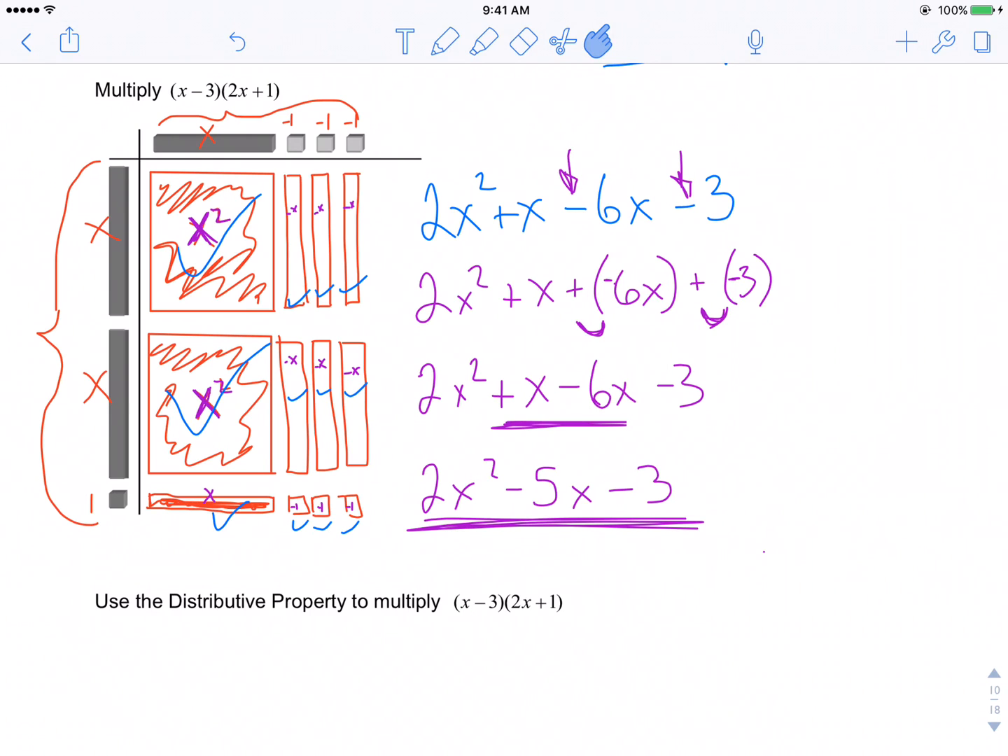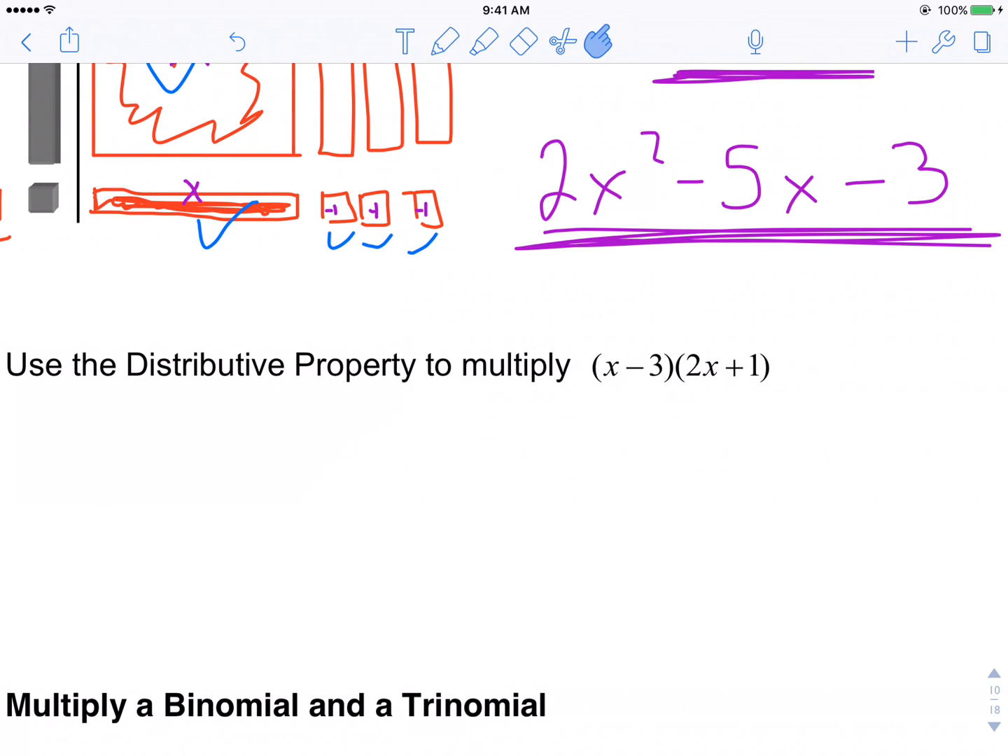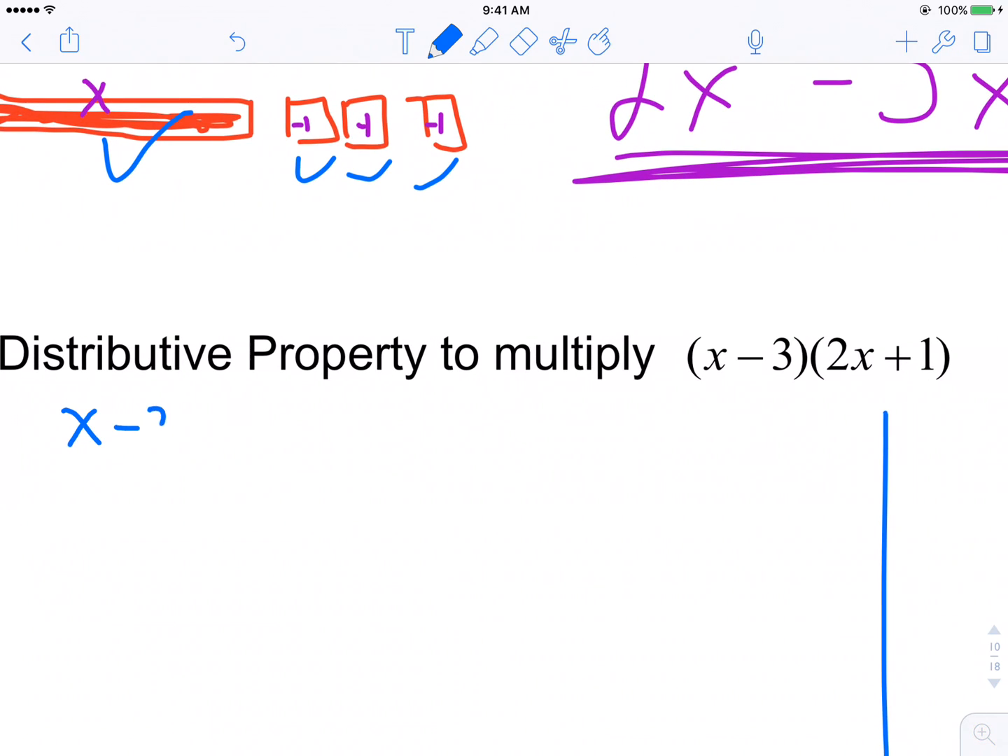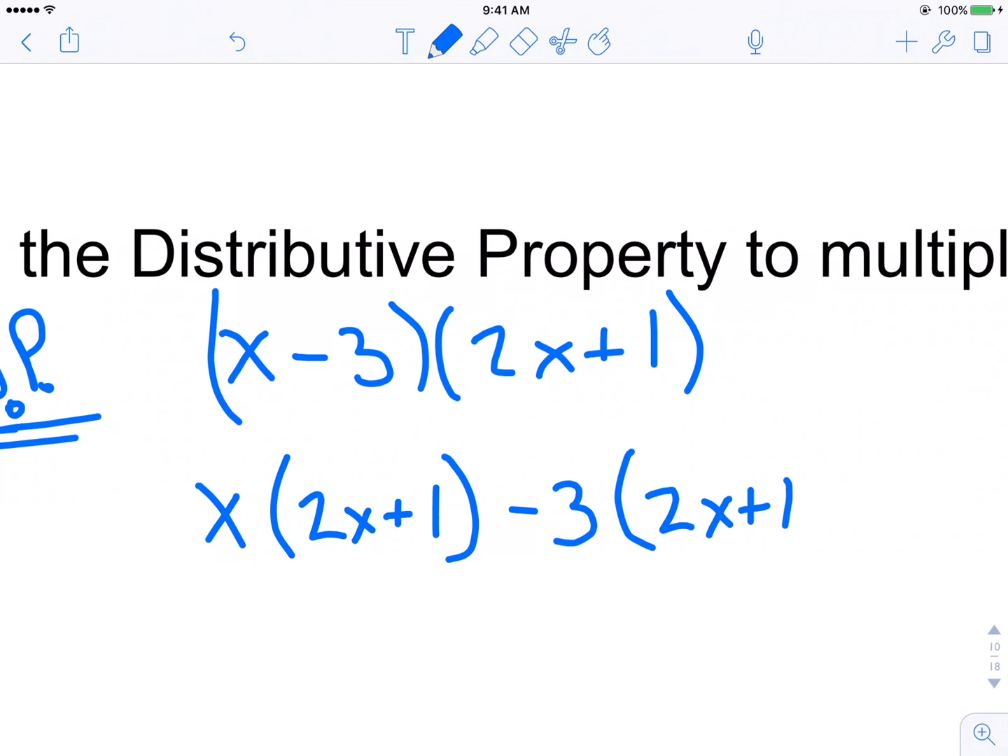Now of course you're not always going to have algebra tiles to play with, and you can very simply take this binomial and use the distributive property, or in this case, because it's a binomial times a binomial, just simply use FOIL and multiply it out. So if I were to use the distributive property, then I would simply say x minus 3 times 2x plus 1, and I would rewrite this as x times 2x plus 1 minus 3 times 2x plus 1.